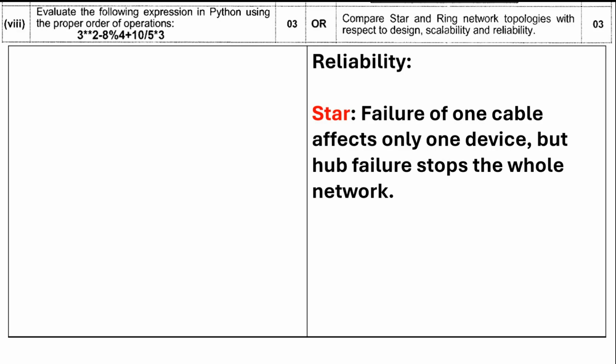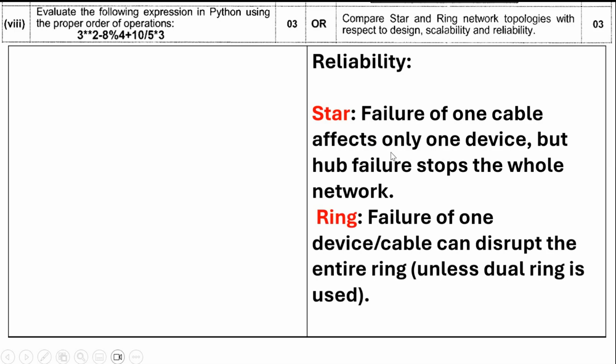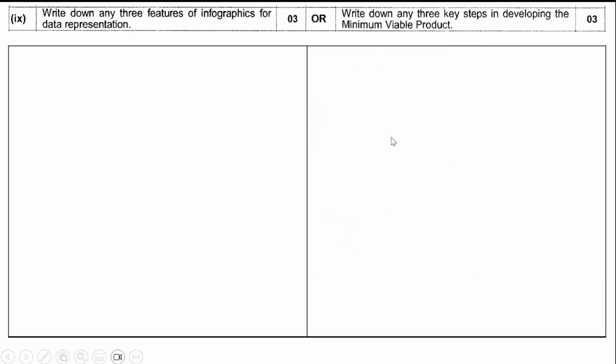From the reliability point of view, in a star, failure of one cable affects only one device. If any cable fails, only that device will be affected. But if the hub fails, all the computers, all the nodes will stop. In case of ring, failure of one device or cable can disrupt the entire ring unless a dual ring is used. If any problem happens at any device, it will disturb the whole network. This is in ring topology.